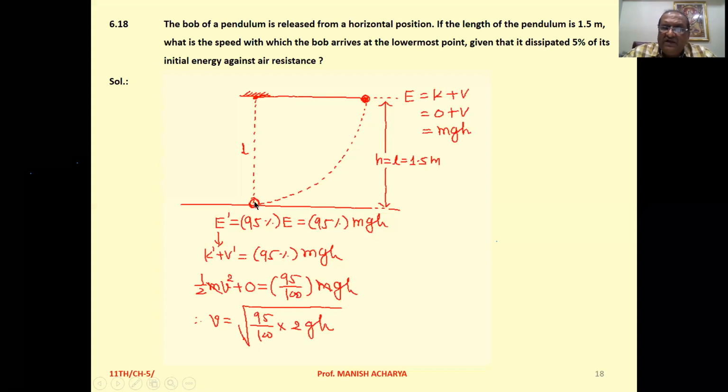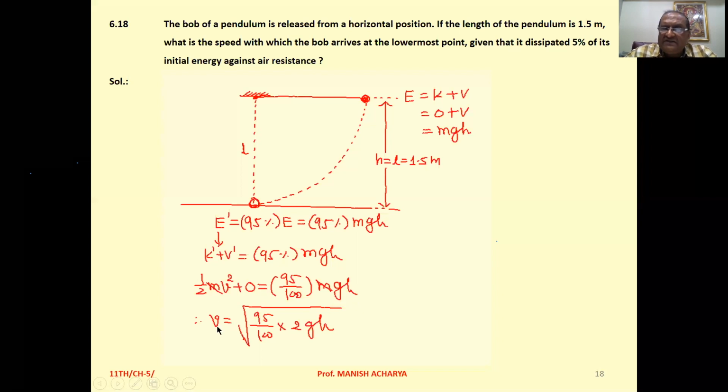So total energy at lowermost position, that is kinetic energy at lowermost position plus potential energy at lowermost position, is equal to 95% of mgh. But at lowermost position h is 0, so potential energy is 0. Suppose at lowermost position its speed is v, then kinetic energy, half mv square, plus potential 0, is equal to 95%, that is 95 by 100 into mgh.